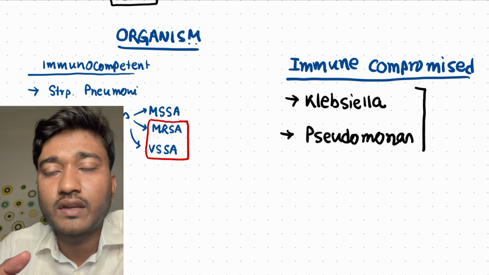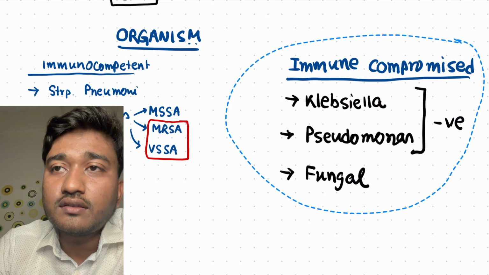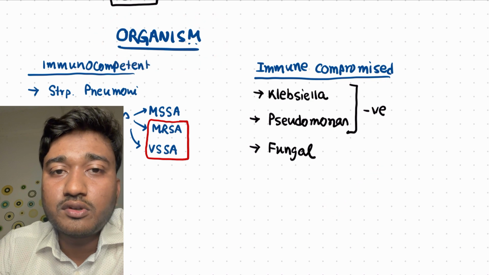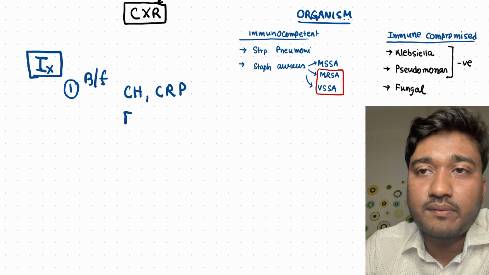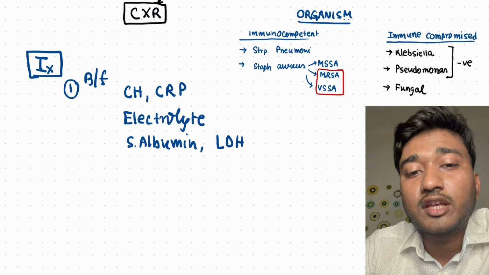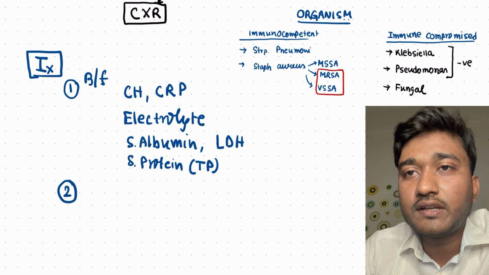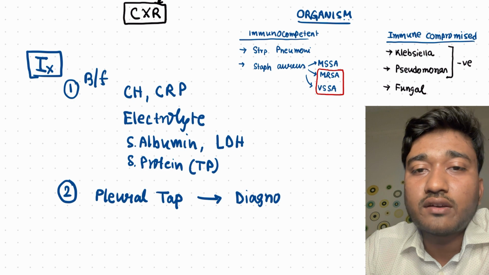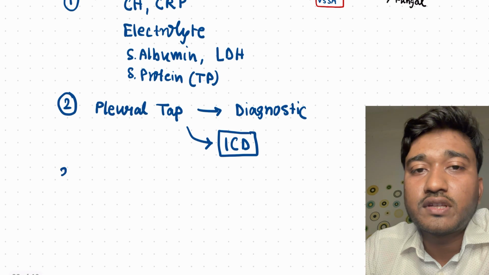So we are done with organisms. Now, the clinical approach to this patient. Once the patient is very sick, we would like to investigate. Complete hemogram, CRP, electrolytes, serum albumin, serum total protein, and LDH are commonly done. You will find neutrophilic leukocytosis in the blood, CRP will be raised, procalcitonin will be raised. A pleural tap is done. Initially it could be a diagnostic tap, but if the amount is large, as confirmed by USG, please put an ICD, intercostal drain.